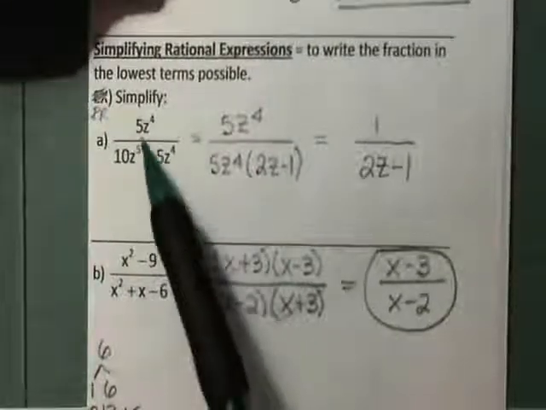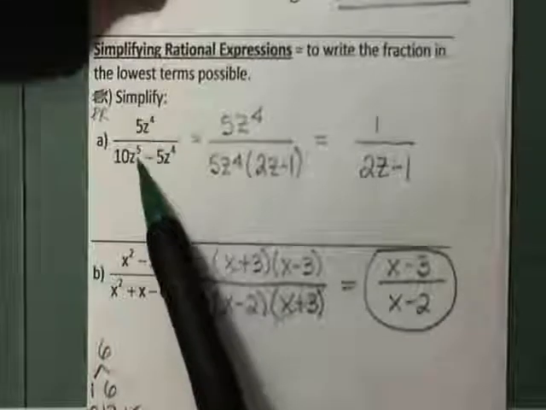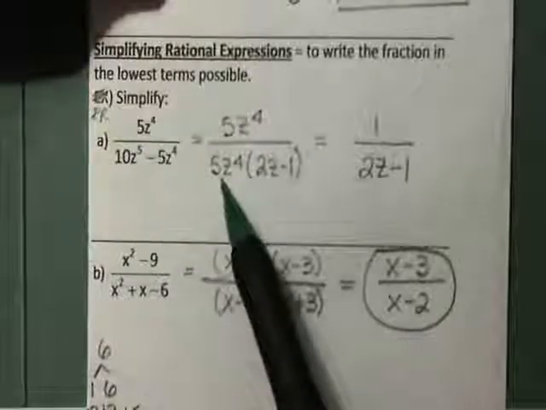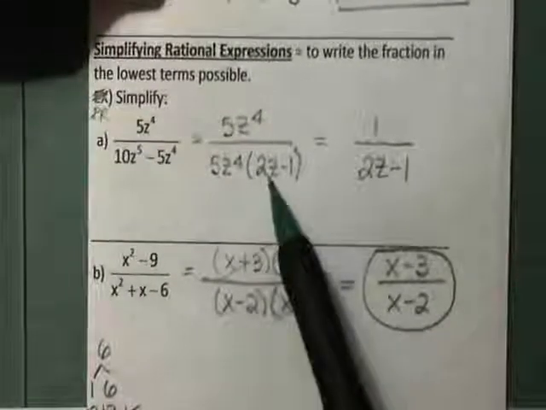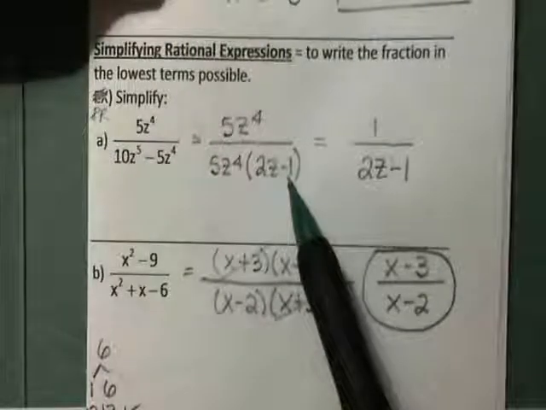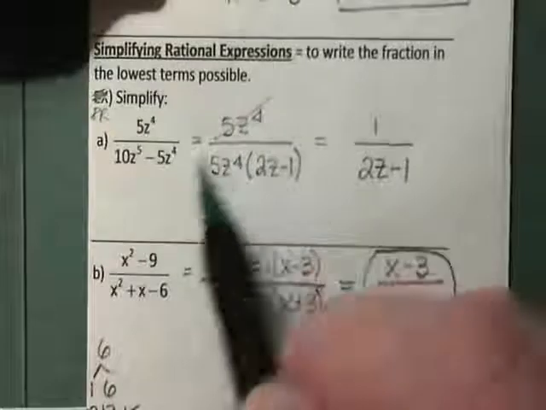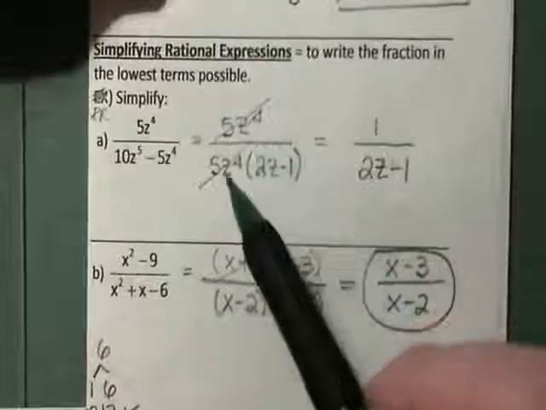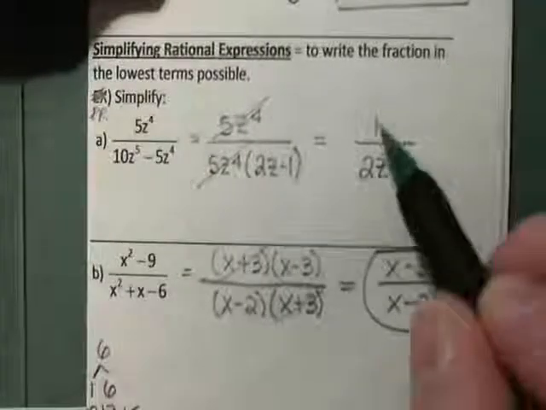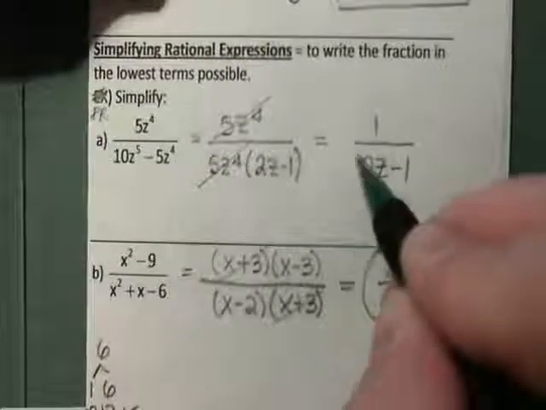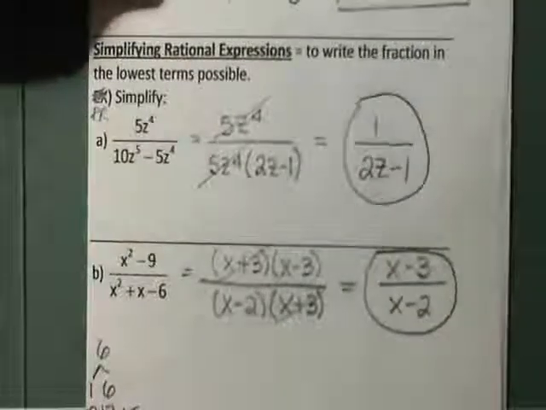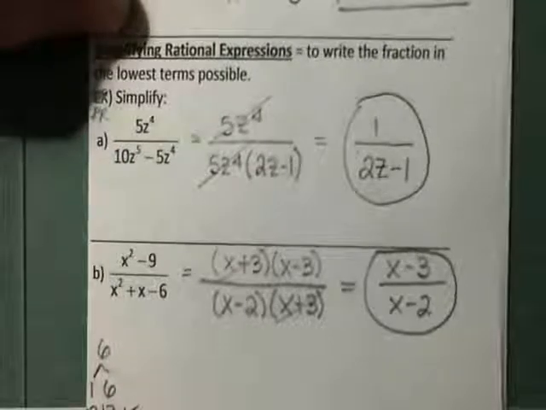Basically, if you can see on this one, I factor out 5z to the 4th from the bottom. 10z to the 5th divided by 5z to the 4th is 2z. Negative 5z to the 4th divided by 5z to the 4th is negative 1. And basically, I can cancel 5z to the 4th, 5z to the 4th, so that means I'm left with 1 on top, and I have 2z minus 1. When you have your final answer, you can either put parentheses, or you can leave it the way it is like this. So either way is fine. I'm just going to leave it like that.